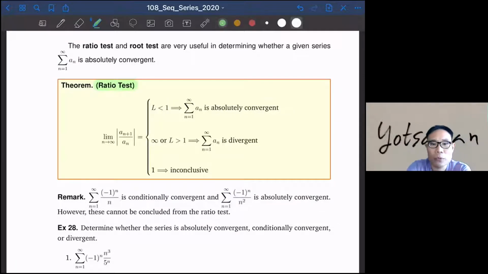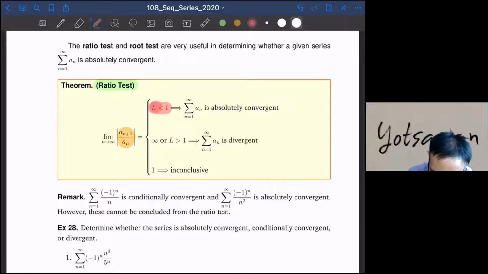For the ratio test, we consider the ratio between a_{n+1} and a_n. So we consider the ratio a_{n+1} over a_n, and we take the limit as n goes to infinity of this. We put absolute value on this ratio because we'd like the sequence to be positive. If this limit turns out to be less than 1, the conclusion is that the series is absolutely convergent. So that is your first case.